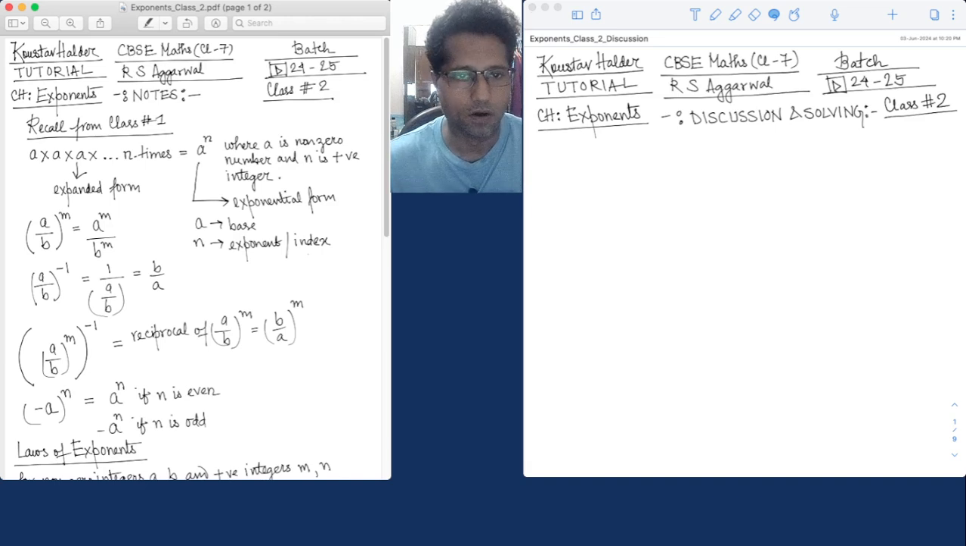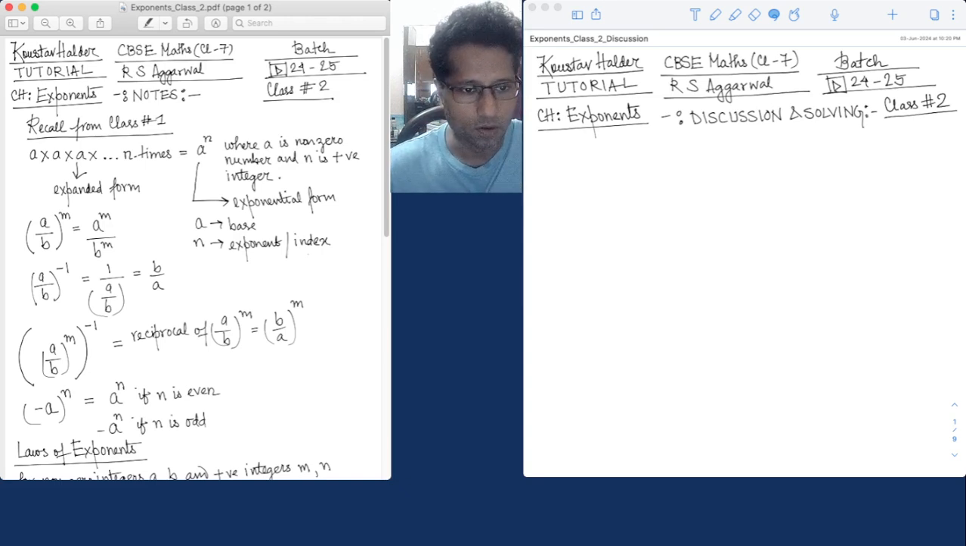Now further we discussed the exponential form of a rational number, that is a rational number a by b raised to the power m, where m is a positive integer, and we discussed that the rational number a by b raised to the power m is equal to a to the power m divided by b to the power m. Now in the exponential form a to the power n, a is known as the base and n is known as the exponent or index.